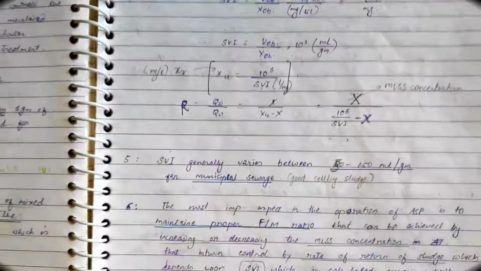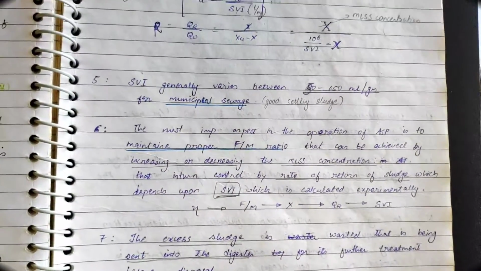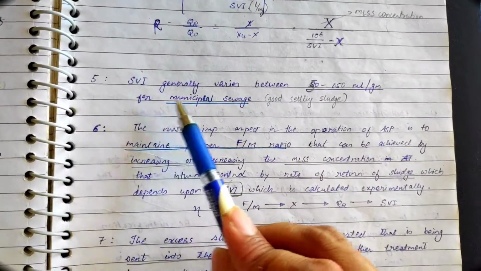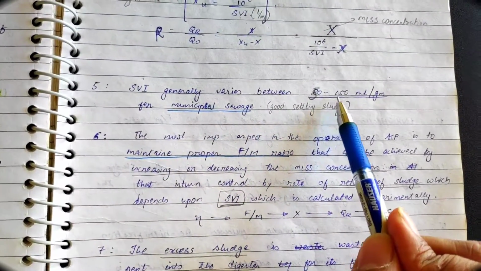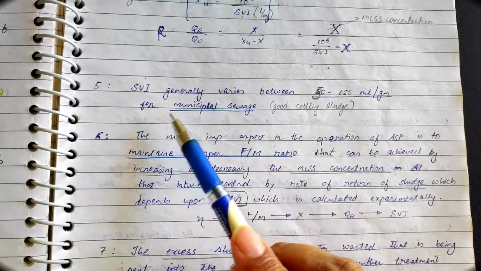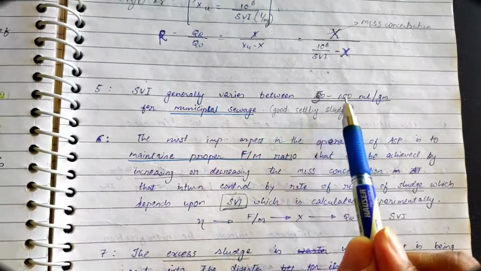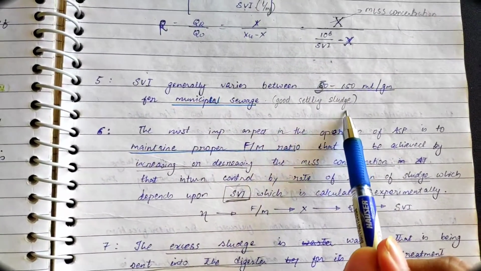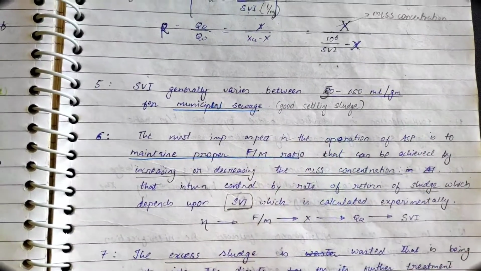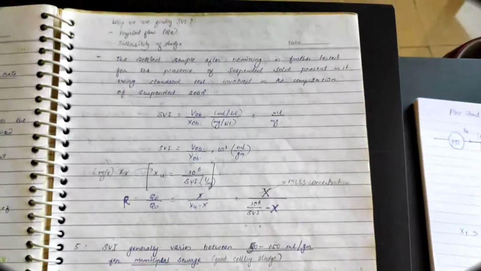Okay, let's see what its value comes out to be. SVI generally varies between 50 to 150 ml per gram for municipal sewage. This value shows a good settling sludge. So this is all about the SVI.